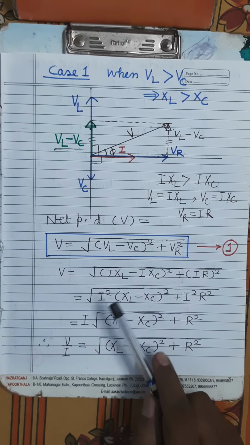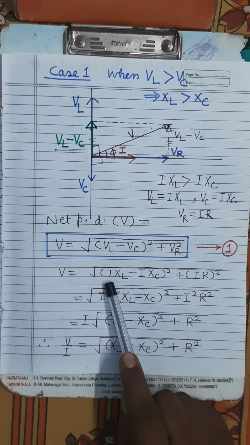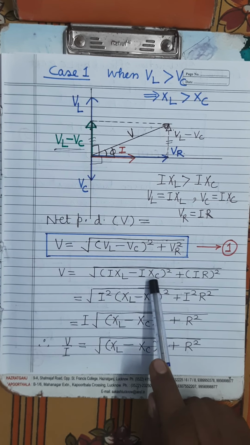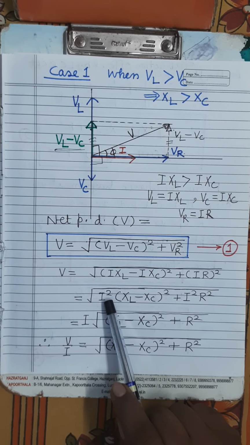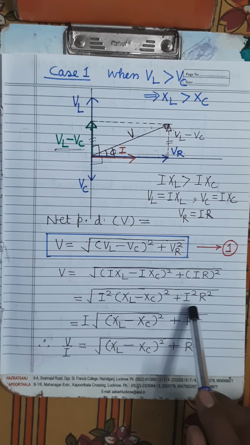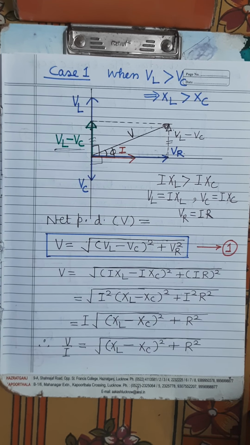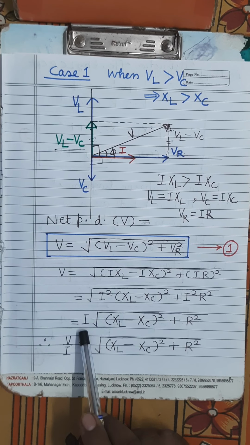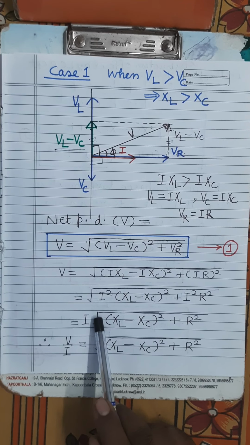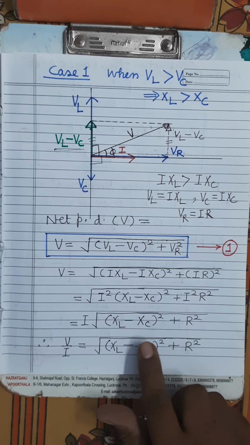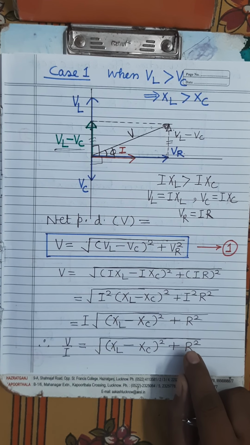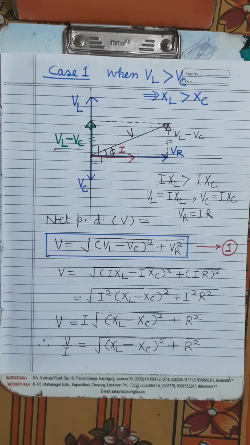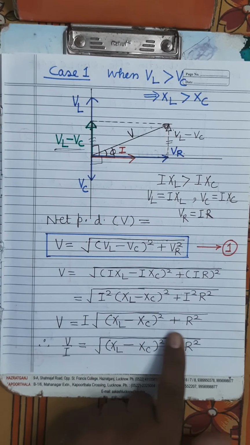Now from this bracket you can take out I common. Since there is the square of this bracket, when you take it out, it will be I square within bracket (XL minus XC) whole square plus I square R square. When you take out I square common from the square root, it will be I within square root (XL minus XC) whole square plus R square. So this is equal to V. So what is V upon I? V upon I will be this thing.